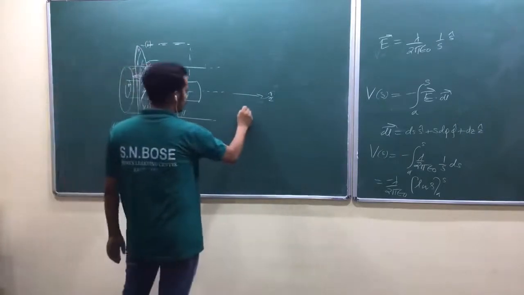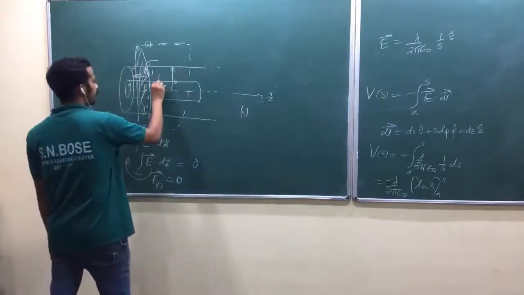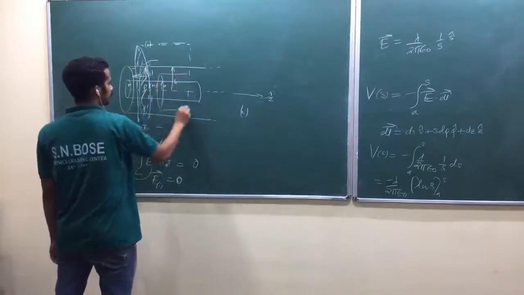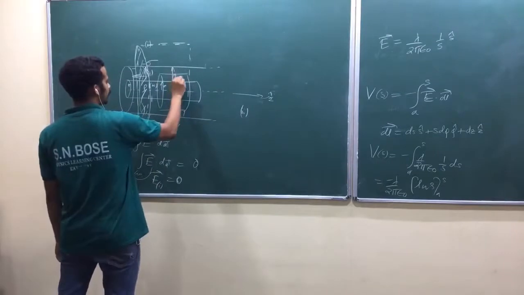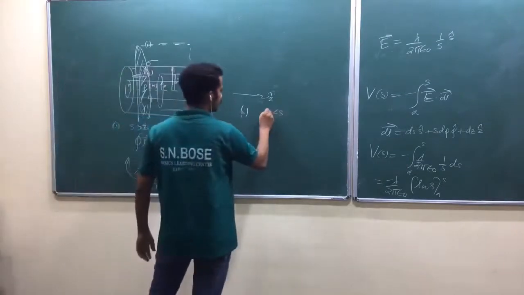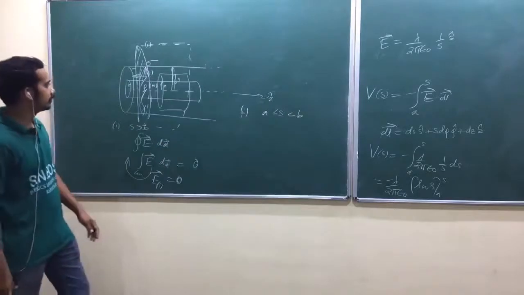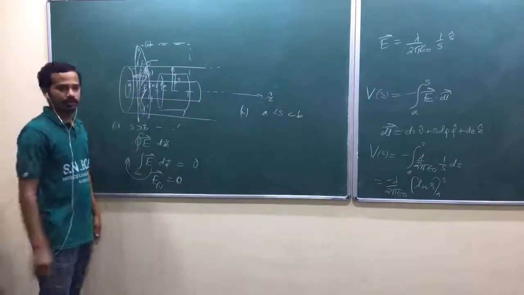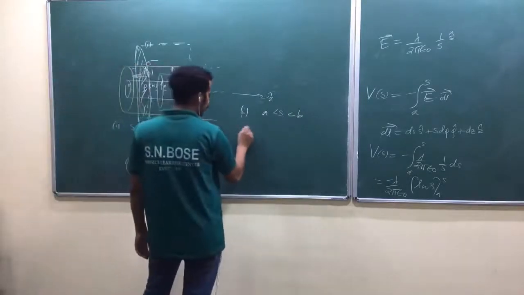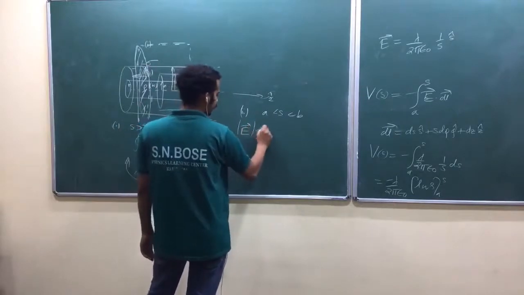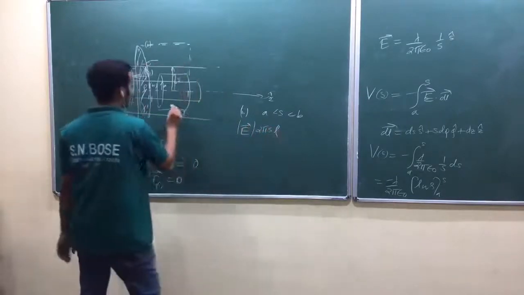So, second region. If I take a Gaussian surface in the second region at a distance S, now my S is between A and B. Then obviously this part will be the magnitude of E times 2 pi S times L. Let me write directly now.